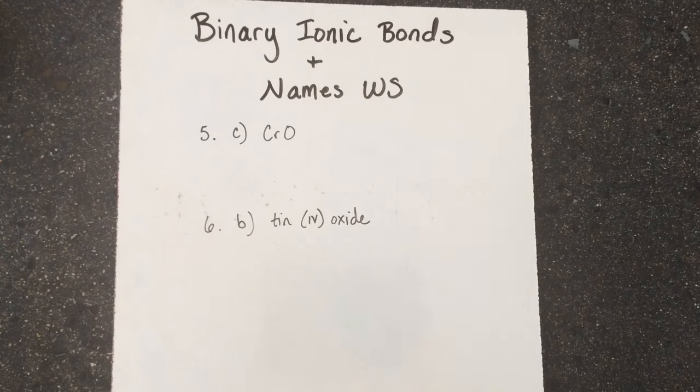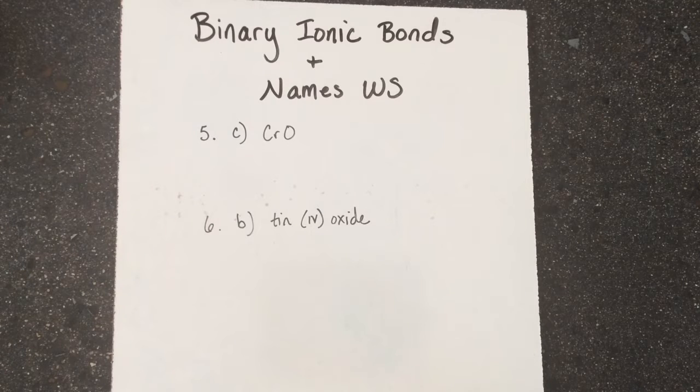Okay, in this video, I wanted to go over explanations of a couple of the problems from the binary ionic bonds and names worksheet, which is lesson 5.2. The two that I chose were question number 5C, where you are given the formula CrO, and you are asked to name the compound. I'm going to start with that one, and then after that we're going to look at number 6B, which is where you're given the name tin(IV) oxide and you need to write the formula.